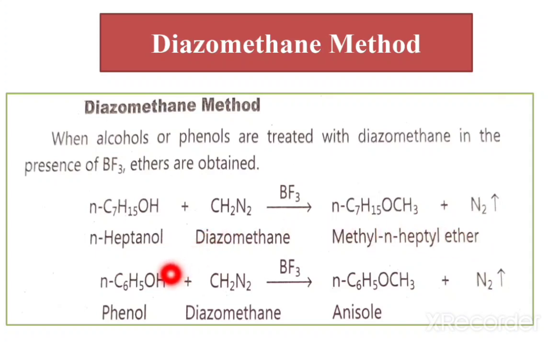Again, in the next reaction, this is the phenol, C6H5OH, and here CH2N2, that means diazomethane, in the presence of BF3. And here again a simple trick. Here C6H5O, and here CH2, and this hydrogen becomes CH3. Therefore C6H5OCH3, and there is a liberation of nitrogen gas, and here we get anisole.